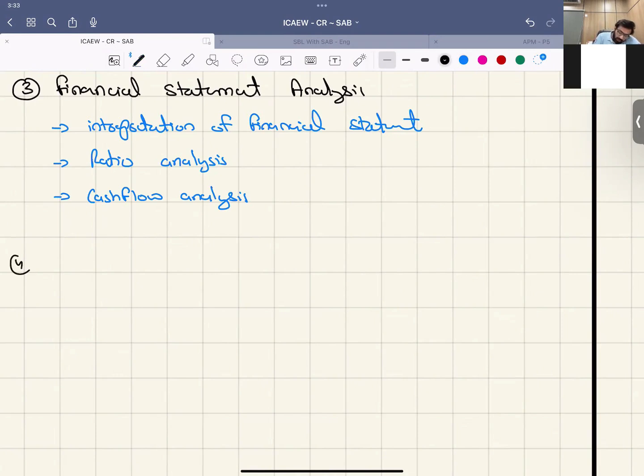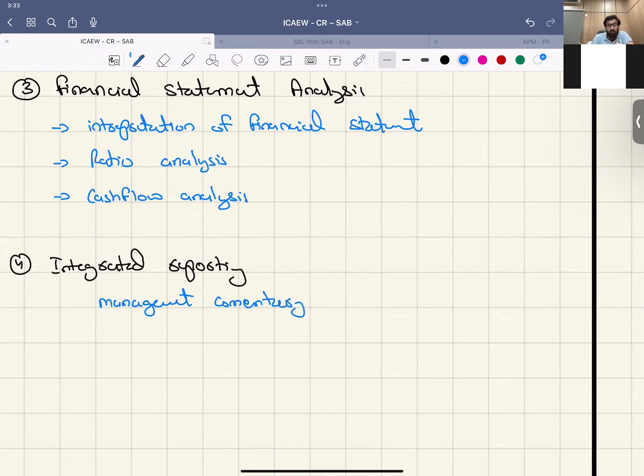Then the fourth one is integrated reporting. Now, this is a new topic that has recently been tested a lot, right? It's framework, reports, and mainly management commentary. They want you to comment on integrated reporting, right? They want you to comment on that.